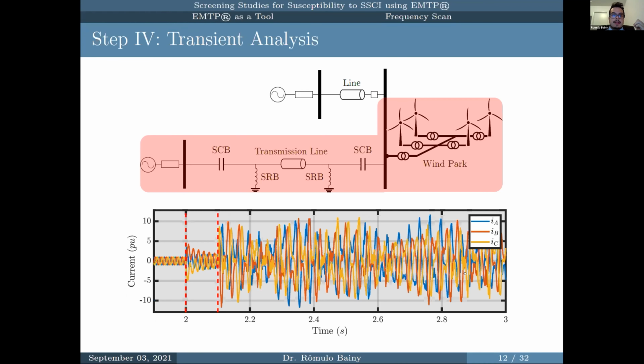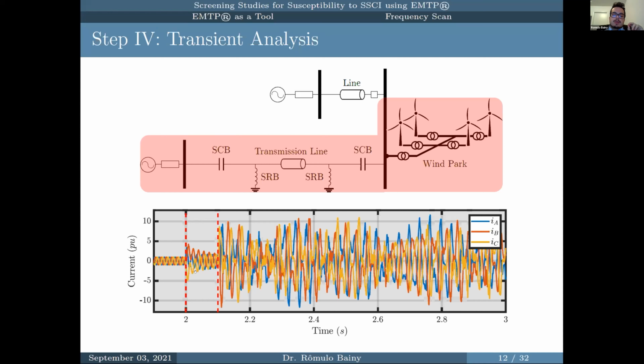Step number 4, we have our transient analysis. And here I want to explain step by step what I did. So we have a fault in this line between the end of the line and the breaker. This fault occurred at 2 seconds. And then 100 milliseconds later, this breaker is going to open. We also have another breaker here, but I just represented our focus points here. So this breaker is going to open, and then we are going to basically isolate the fault.